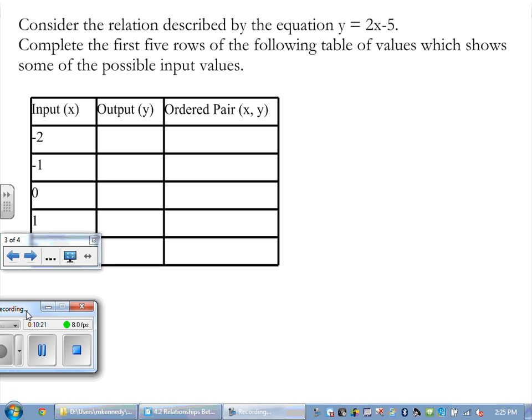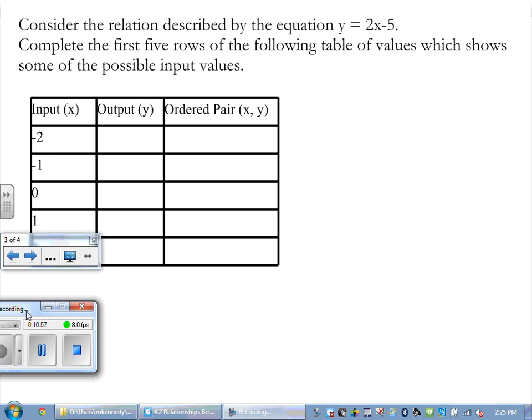For 0, what's your output? -5. Yeah, because 0 should have gone in here, which would have been 0 times 2 is 0, leaving you with just -5. Making your ordered pair what? 0, -5. Perfect. Make sure you put brackets around. Make sure you use the round brackets. It does matter.